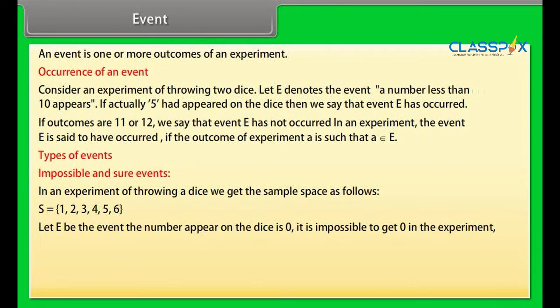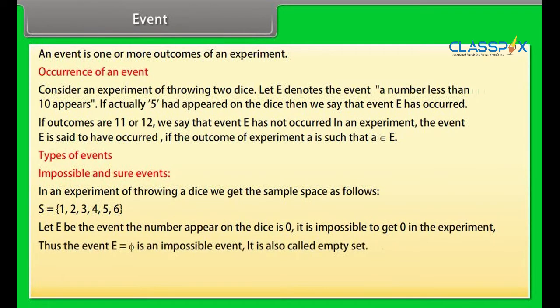Let E be the event the number that appears on the dice is 0. It is impossible to get 0 in the experiment. Thus, the event E is equal to phi is an impossible event. It is also called empty set.